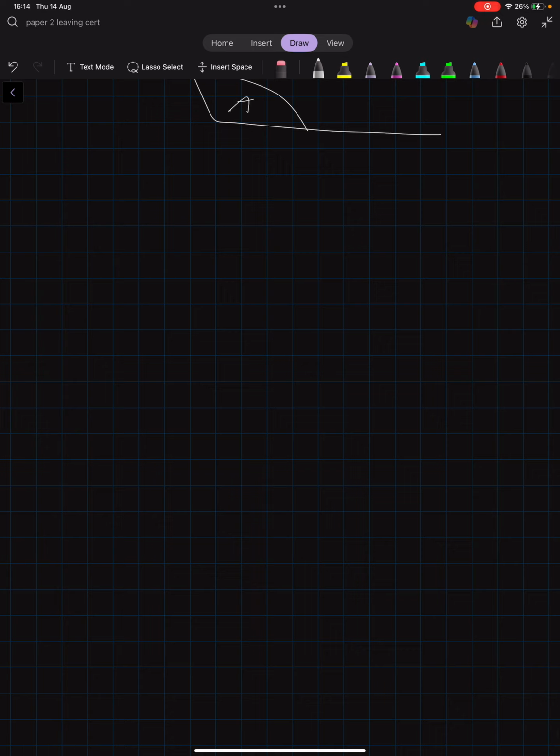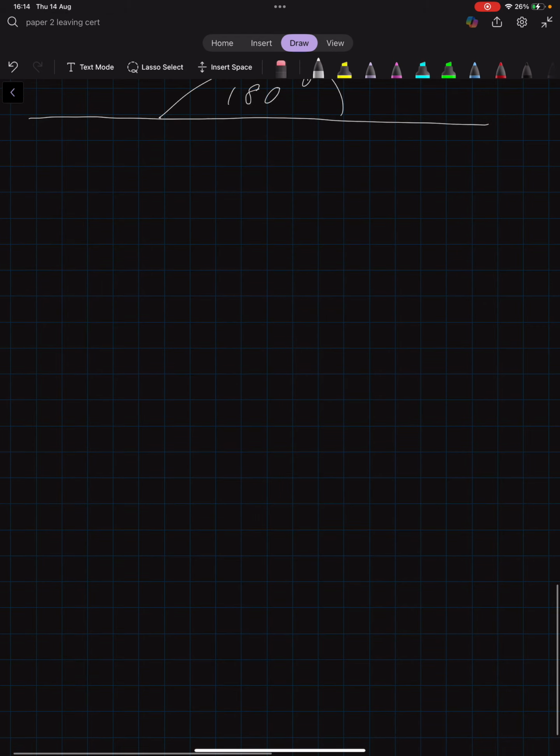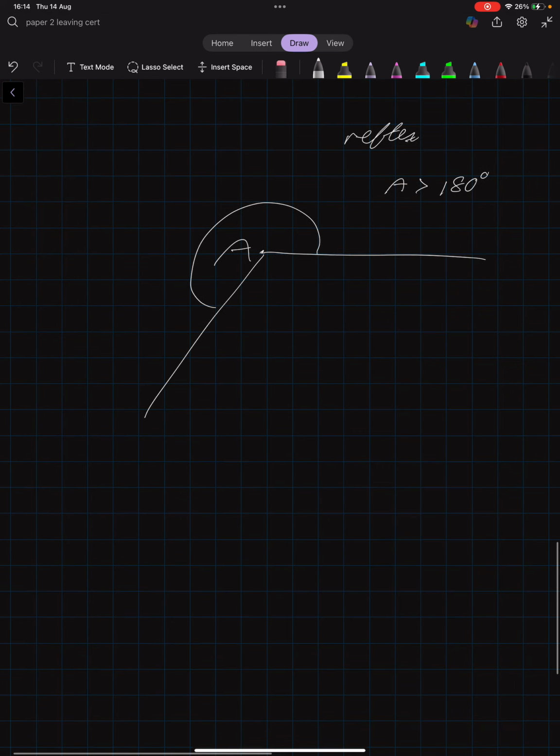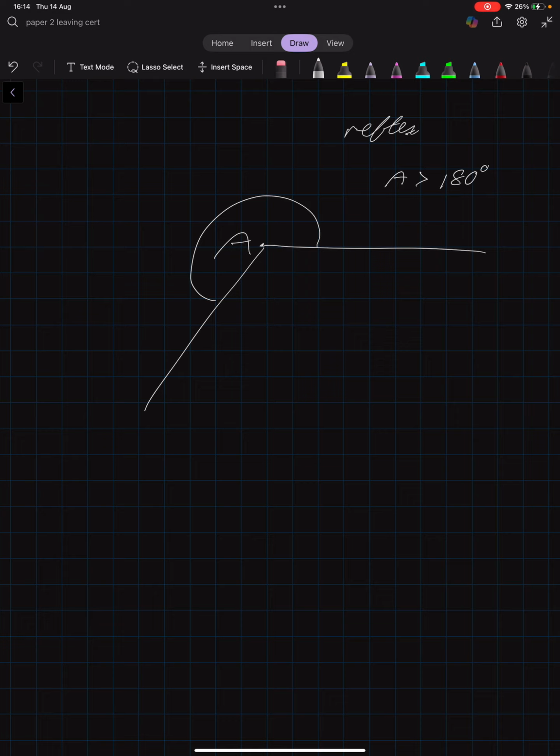You have a straight angle, which is just 180. You have a reflex angle, which is greater than 180. And then that's basically it.